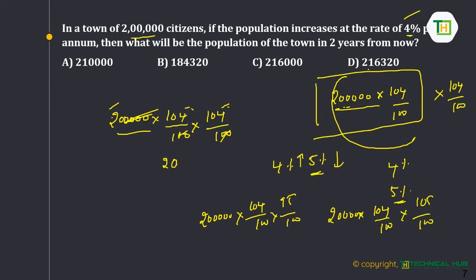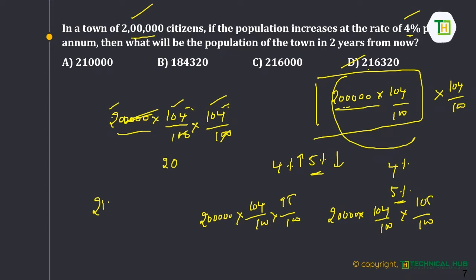See here, 2 years population increases means you will get more than 2 lakhs only, not less than 2 lakhs. More than 2 lakhs means definitely your answer will be option D. So if you multiply 20 into 104 into 104, you will get that 216320. So use the calculation tricks here.